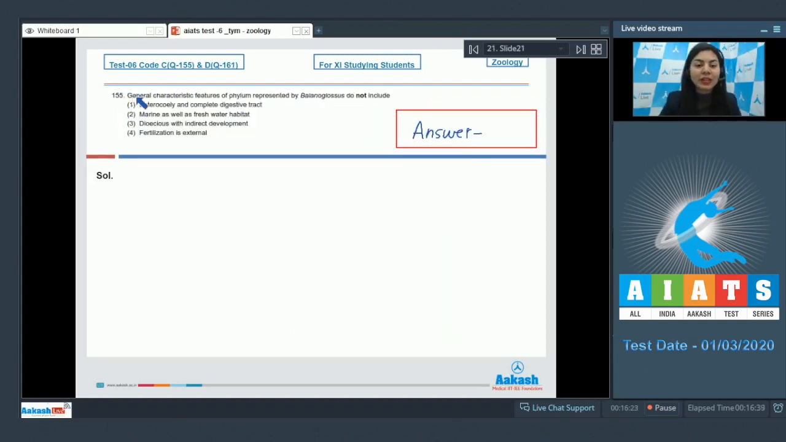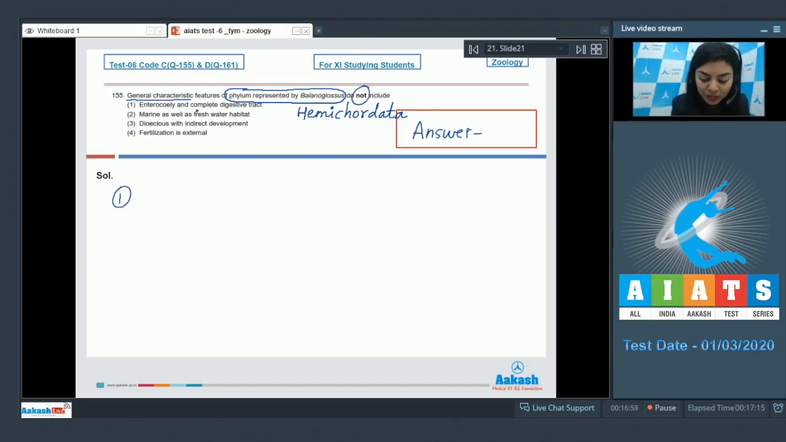Question 155. General characteristic features of the phylum represented by Balanoglossus do not include. So the phylum which is represented by Balanoglossus is phylum Hemichordata. Saccoglossus and Balanoglossus are members of it. So which of the given 4 options is not a general feature that has been asked? Let's go over the options one by one.